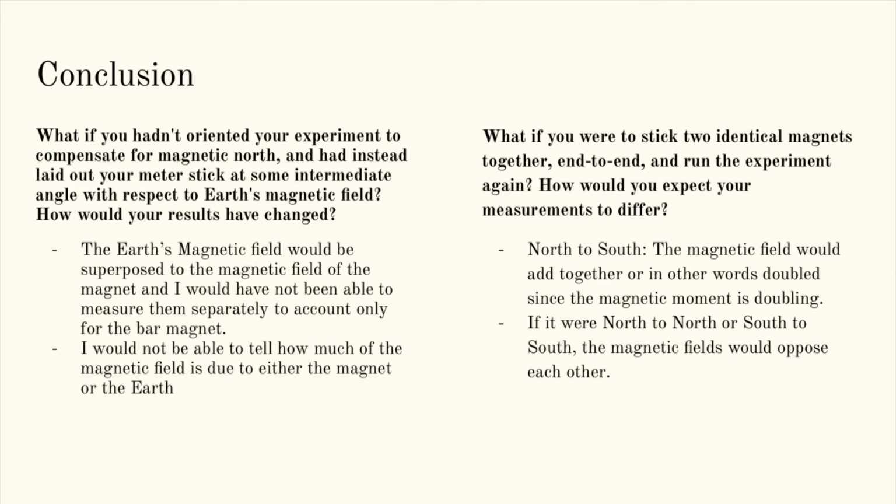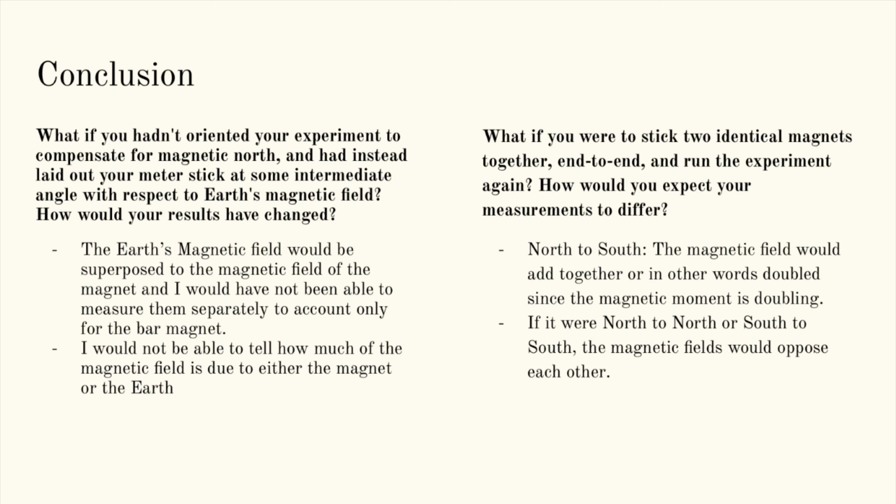In conclusion, there are 2 follow-up questions that we have yet to answer. The first one is, what if you hadn't oriented your experiment to compensate for magnetic north and had instead laid out your meter stick at some intermediate angle with respect to Earth's magnetic field? How would your results have changed? Well, the Earth's magnetic field would be superposed to the magnetic field of the magnet, and I would not have been able to measure them separately to account only for the bar magnet. I would not be able to tell how much of the magnetic field is due to either the bar magnet or the Earth.